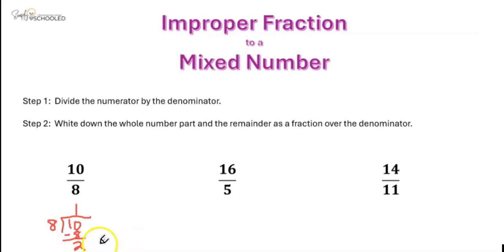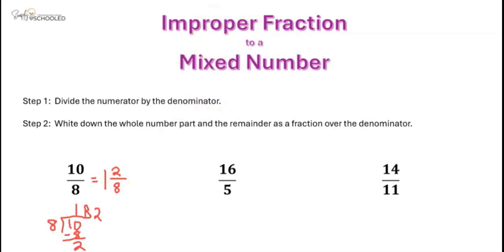Now, what do we do with that 2? Let's go up to step 2. Write down the whole number part and the remainder as a fraction over the denominator. So this 2 is basically the remainder. What it says to do is write down the whole number and then take the remainder and write it over the denominator as a fraction. So 10/8 equals 1 2/8. Because we know that 8 over 8 is 1 whole, and then we would have 2/8 left over.